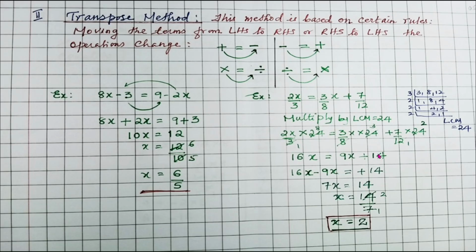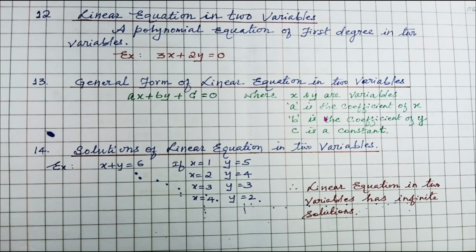Again, move this 9x to the left. When I move 9x to the left, it becomes minus. So 16x minus 9x, and 14 remains as it is. 16x minus 9x is 7x. 7x is equal to 14. Now move 7, which is a multiplication, to the right, and it becomes division. x is equal to 14 by 7, and that is equal to 2. So remember, you first have to convert the given equation to standard form and then apply the rules of the transpose method.